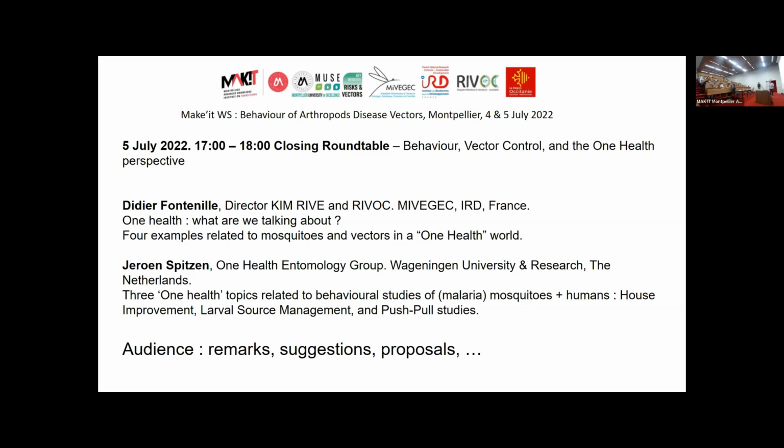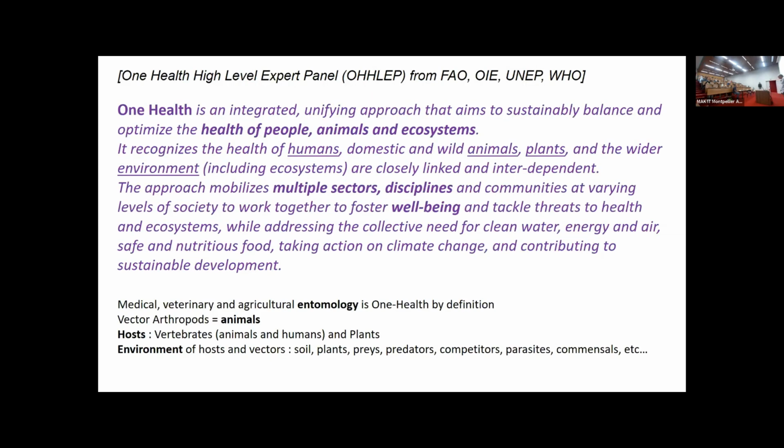Mosquitoes, of course, but other vectors or pathogens to plants, animals, human, and so on. So first I will give some examples and the official definition of One Health, the United Nations definition. And after that, we will have some examples and open the debate. Maybe you do not know that, but there is a One Health High-Level Expert Panel from the United Nations: FAO, OIE, UNEP, and WHO.